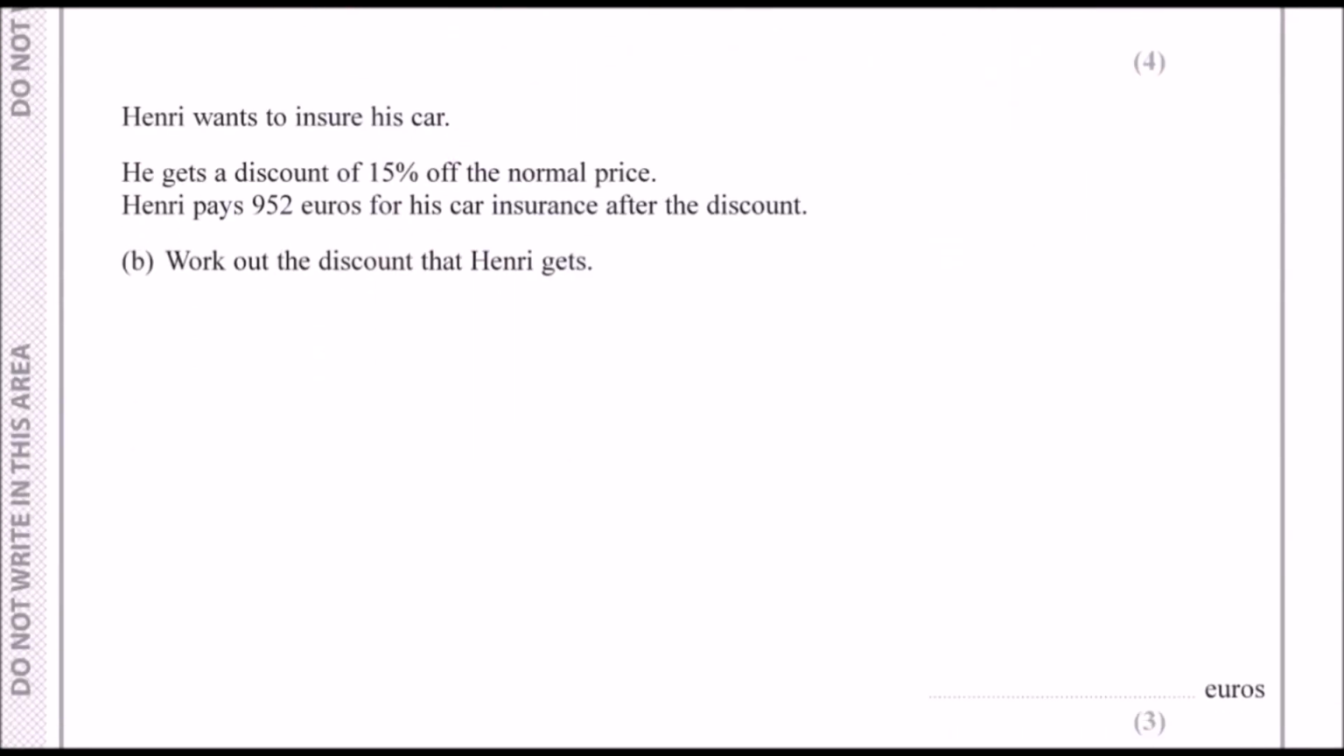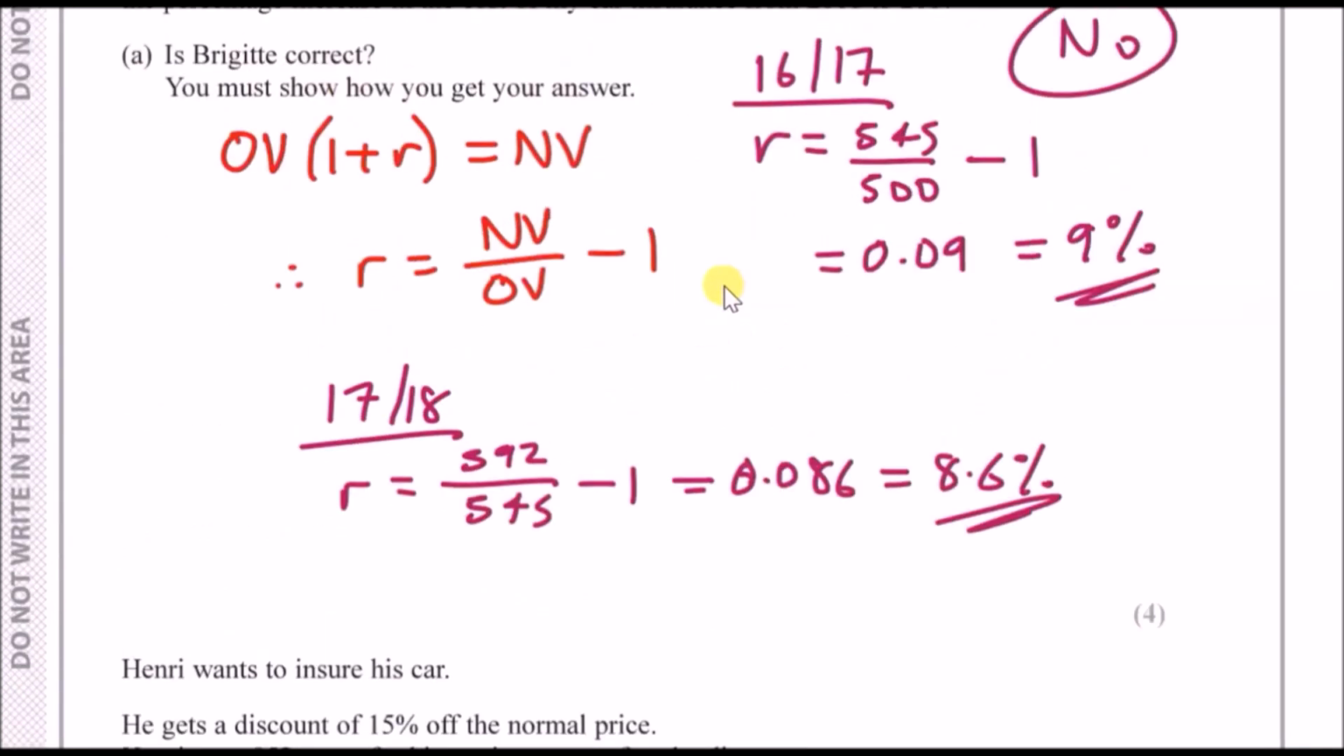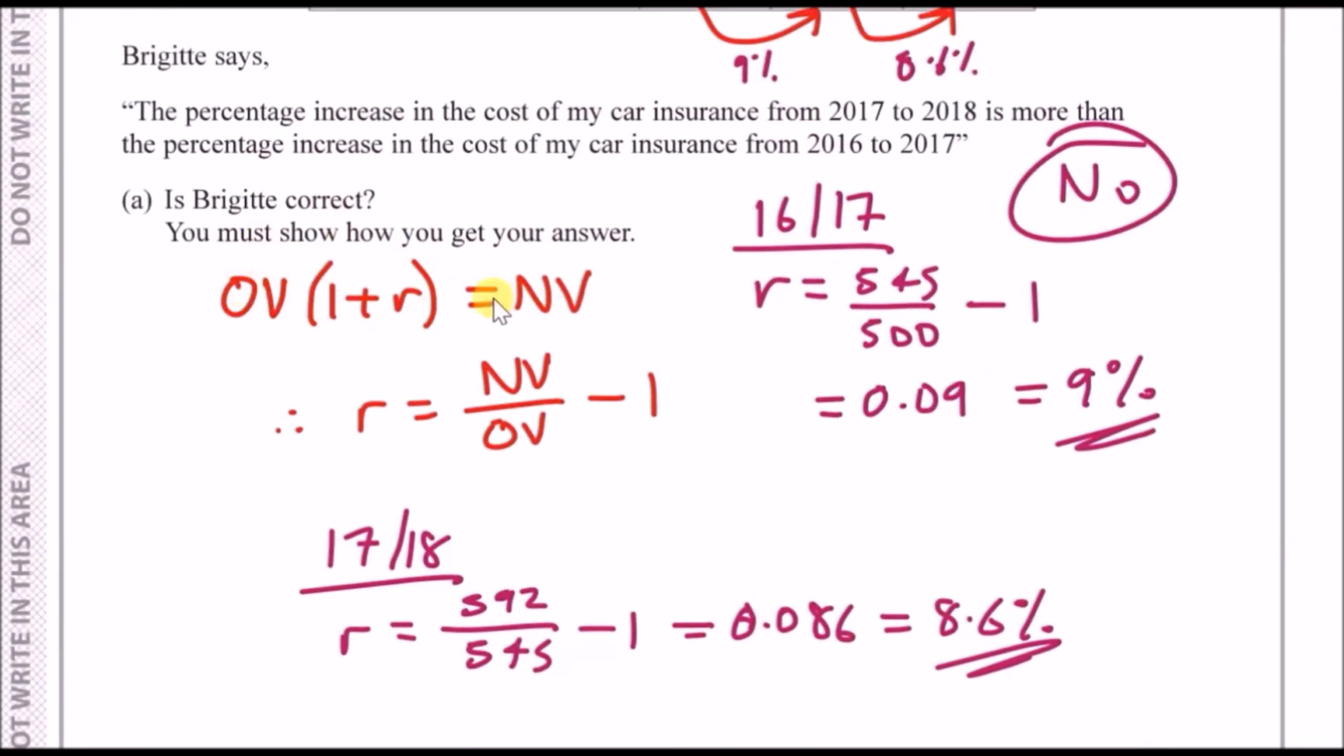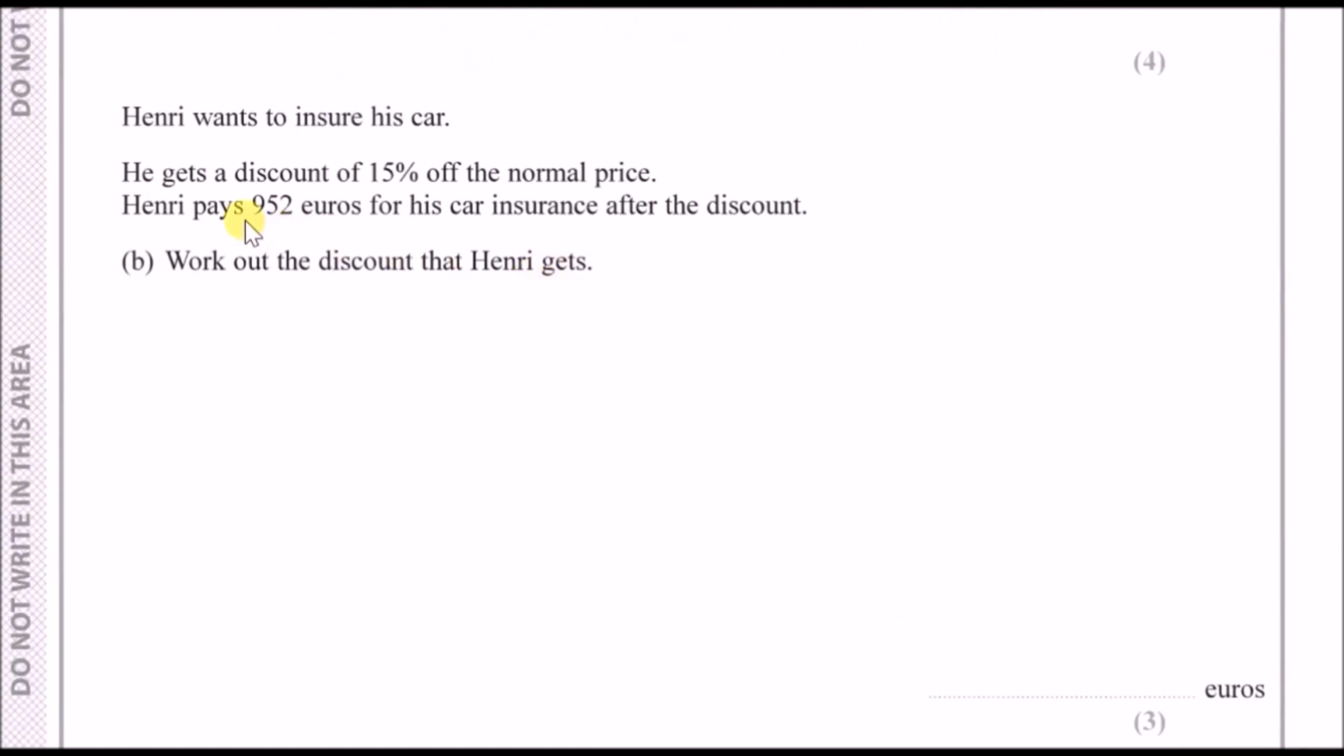Now on the next bit, or the last bit actually, Henry wants to insure his car now. He gets a discount of 15% off the normal price. Okay, so we're still going to use this kind of formula, OV to MV. Now, Henry pays 952 euros for his car insurance after the discount. So this would be his new value. So we don't know what the original value was. Work out the discount that Henry gets.